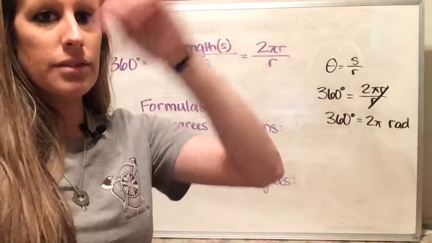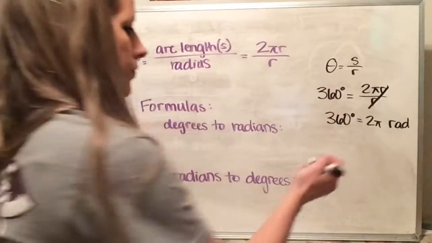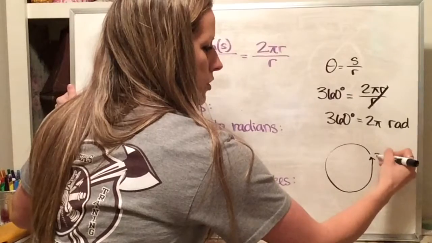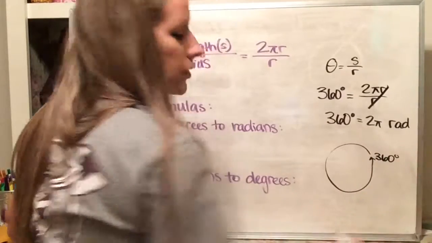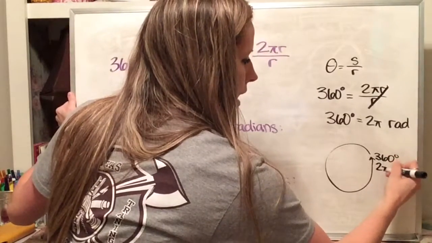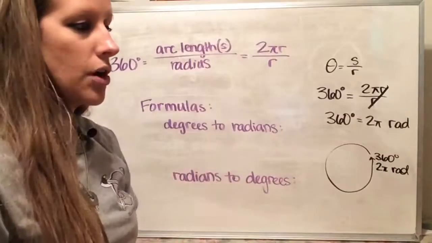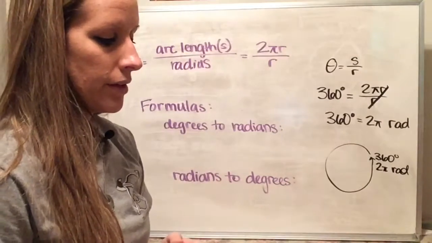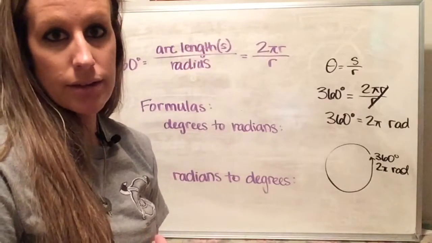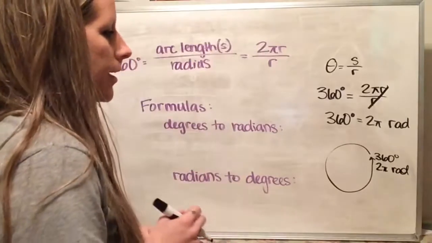So if we're talking about a full circle, this would be 360 degrees, right? If I'm talking about radians, it would also be 2 pi radians. They're the same thing. They equal each other. So anytime you're talking about 360 degrees, you're thinking of 2 pi radians. They're two different types of measurements, but they're equal to each other.